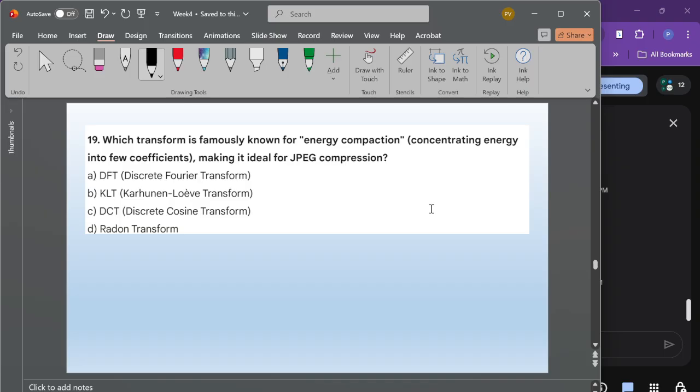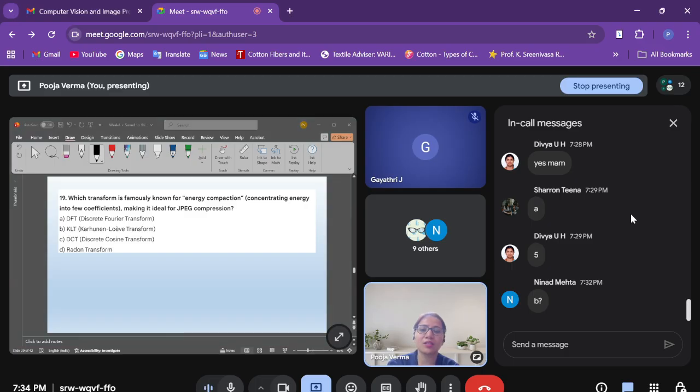Our next question is, which transform is famously known for energy compaction, that is, concentrating energy into few coefficients, making it ideal for JPEG compression? Option A is DFT, the discrete Fourier transform. Option B is KLT, the Karhunen-Loeve transform. Option C is DCT, the discrete cosine transform, or option D, the Radon transform. So which transform is known for energy compaction? Anyone, any idea? Please try to answer this question.